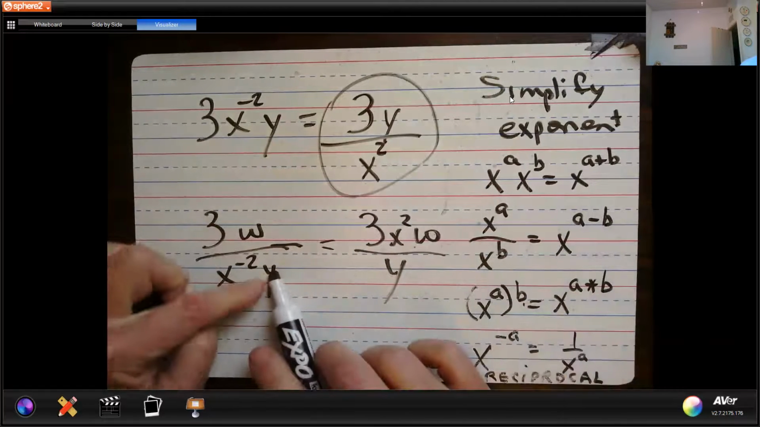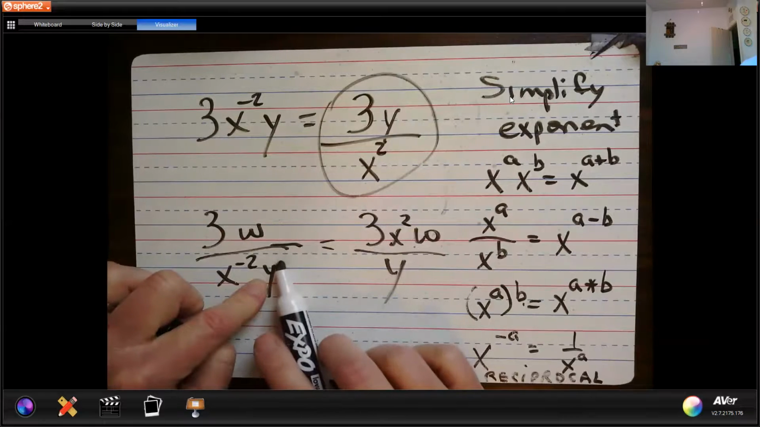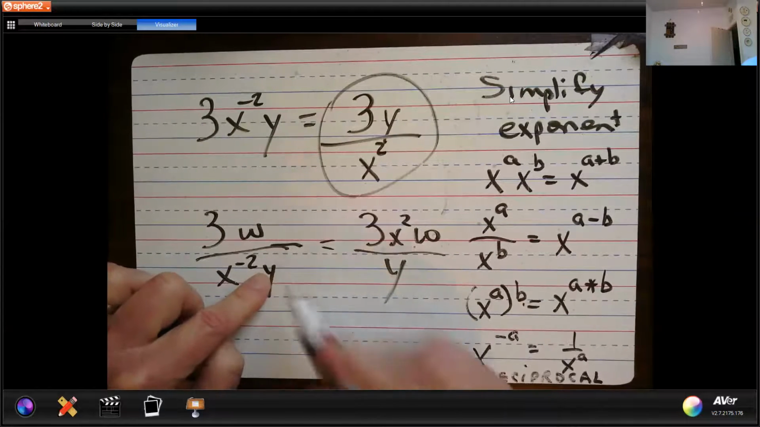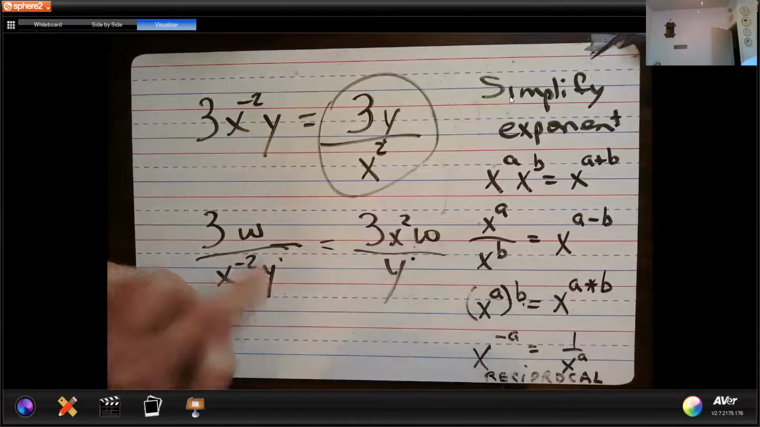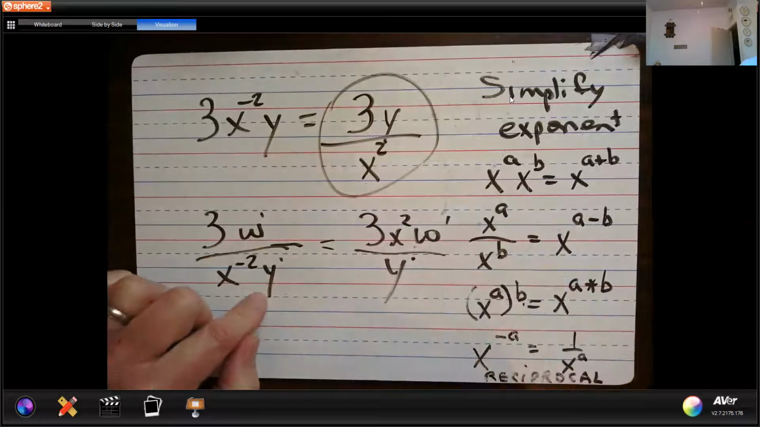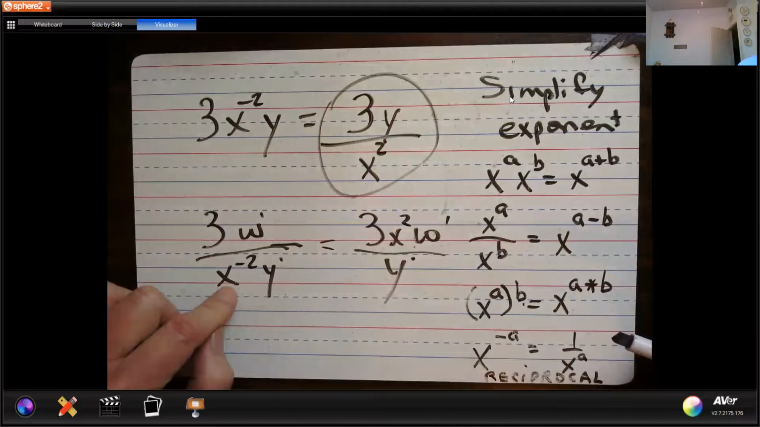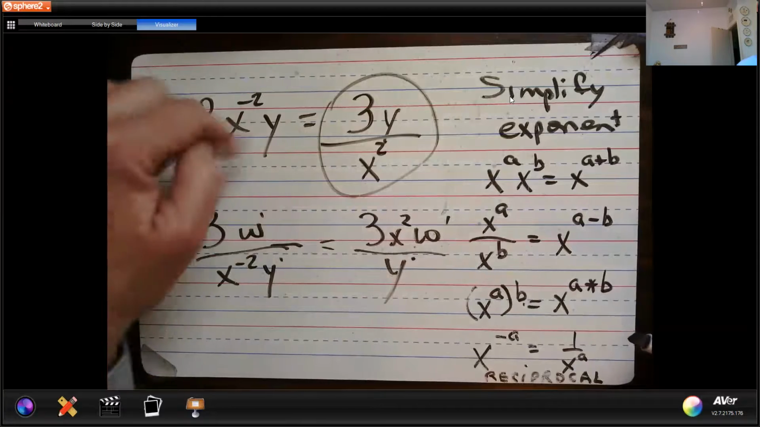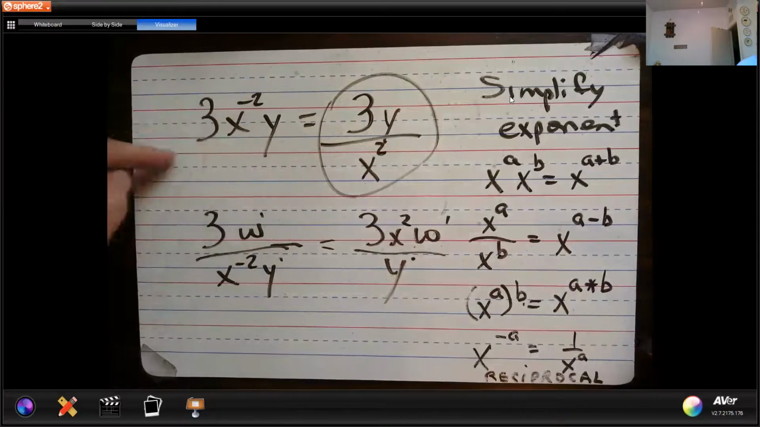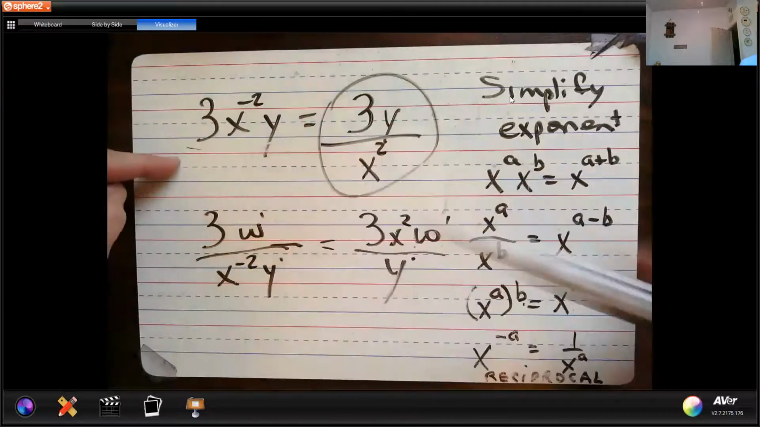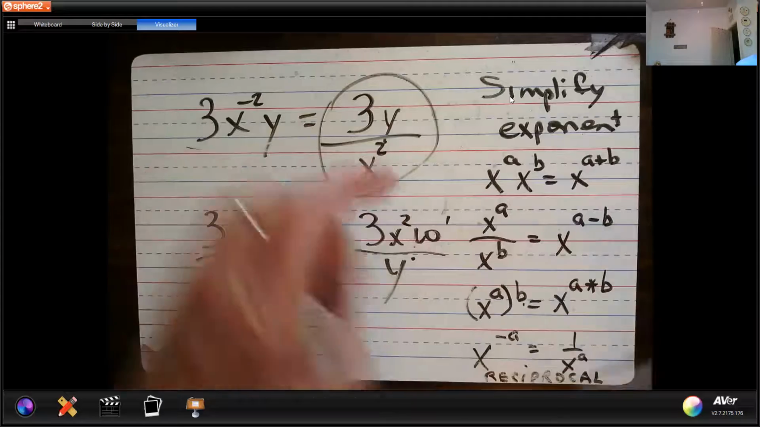How come I didn't move the y? It doesn't have an exponent. It doesn't have a negative exponent. In fact, this is positive 1, so it's still positive 1. This one's positive 1, so it's still positive 1, right? This is what you want. If it's negative on the bottom, it moves to the top. If it's negative on the top, like this one, you could pretend like the fraction is 1. It moves to the bottom.